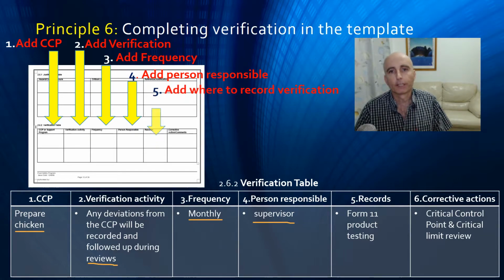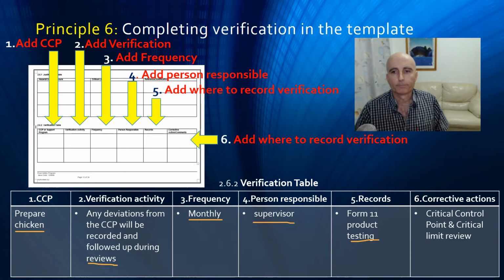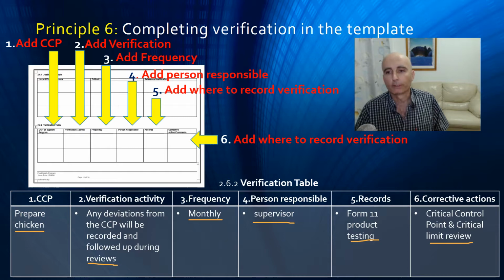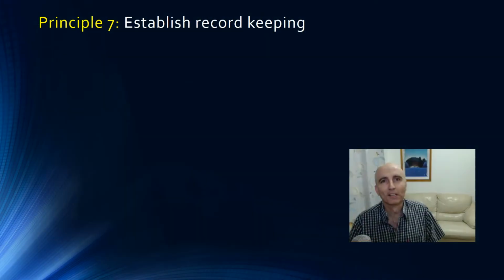Then we look at how we record the verification procedures, and here is a Form 11, which you'll find in the glossary at the back of your template, which is set up there for you to test products. Then we're looking at the verification or corrective action. So here I've put critical control points and critical limit review, which will be monthly, and we know who's responsible for it.